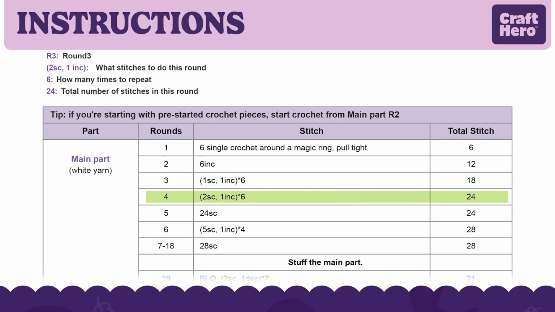For round 4, we need to work 6 sequences of 2 single crochet, 1 increase, 24 stitches in total. For round 5, we need to work 24 single crochet, 24 stitches in total. For round 6, we need to work 4 sequences of 5 single crochet, 1 increase, 28 stitches in total. For round 7 to round 18, we need to work 28 single crochet every round, 28 stitches per round.